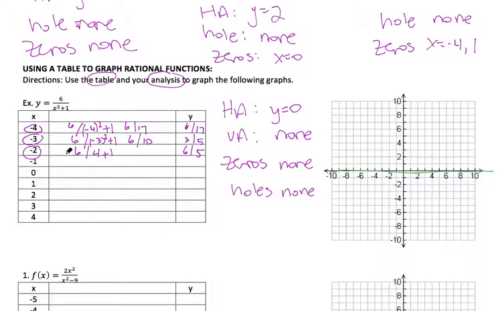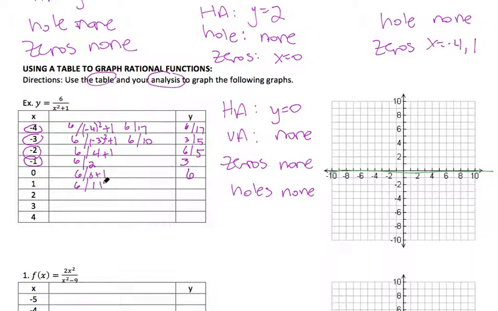Don't worry too much about what the decimals are at this point. For negative 1, 6 divided by negative 1 squared is 1, plus 1 is 2, so my y value is 3. Put 0 in here, I get 6 over 0 plus 1, so my y value is 6. And when I put 1 in here, I get the same thing.